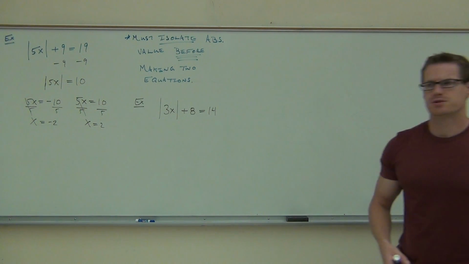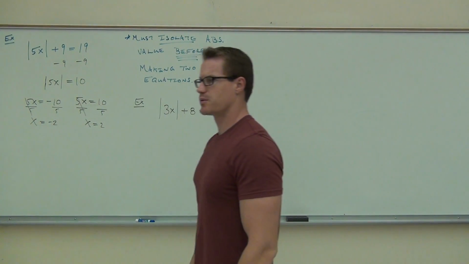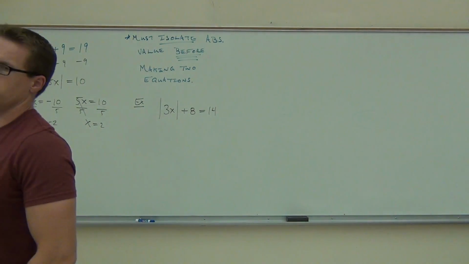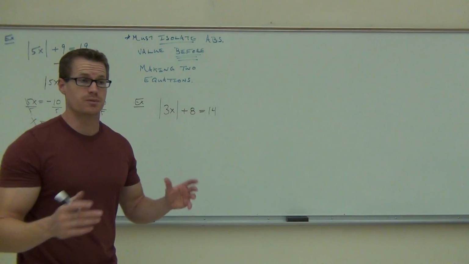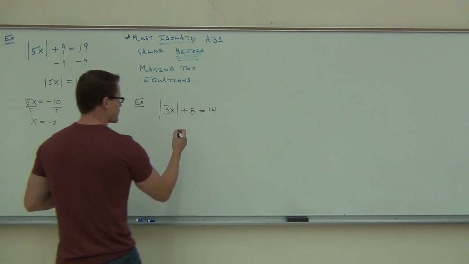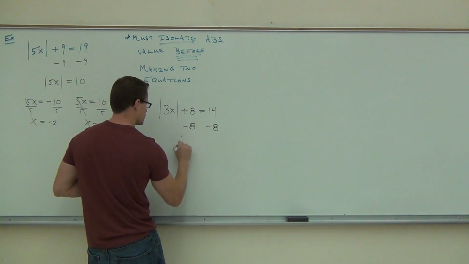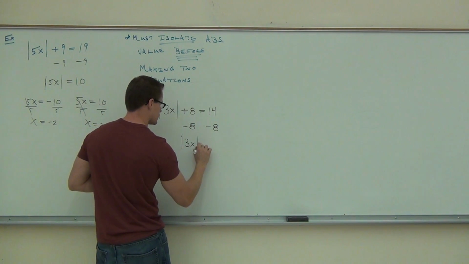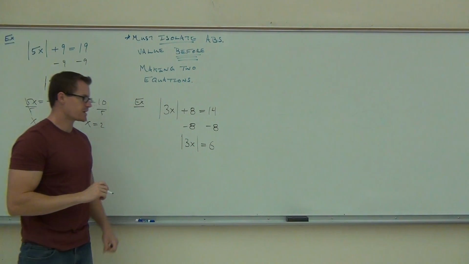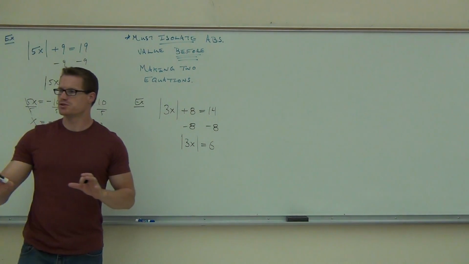So what do we do first? Do we subtract 8 first, or do we make two equations first? Subtracting. Sure. You have to have your absolute value isolated before you make those two equations. So when we subtract 8, absolute value of 3x equals 6, that's where we can make those two equations.